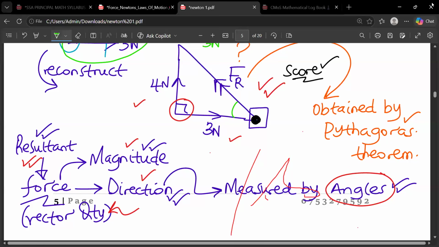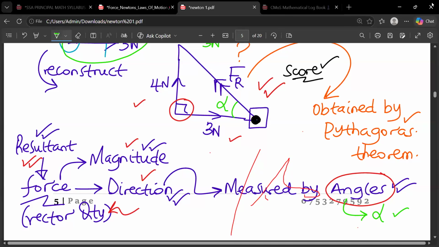Why the alpha? I'll go with alpha for reasons that I'll tell you later. We are going with alpha, so it's always alpha, measured by angles, and it's always denoted with alpha. In most of the cases, the questions give you the theta, and we are going to see that. So why do we go with alpha?